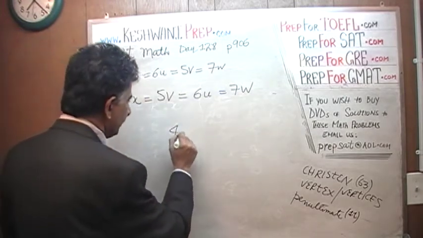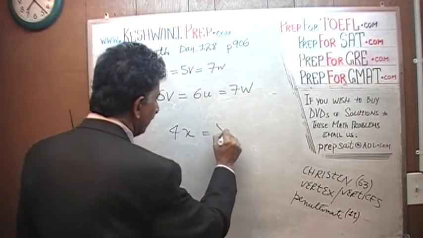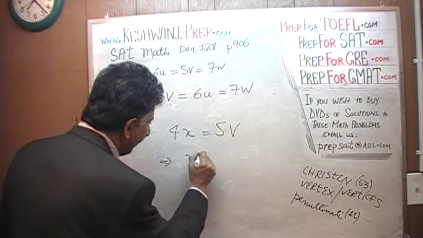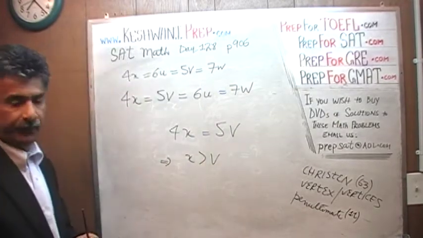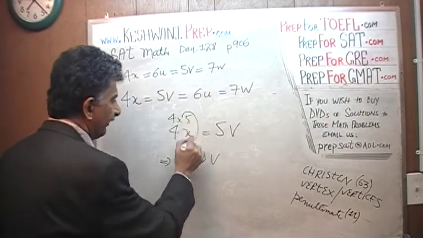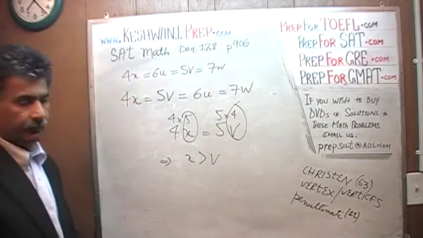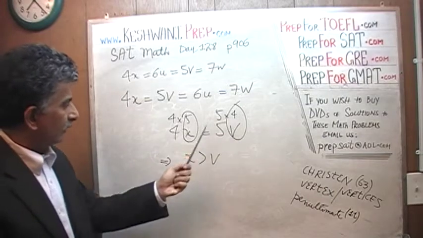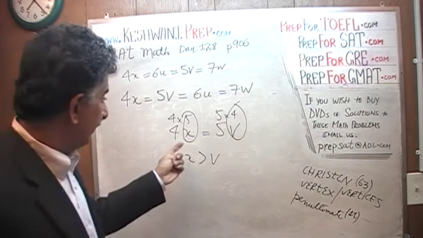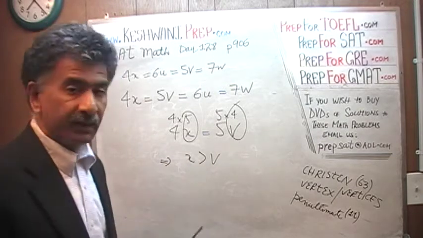Let's look at this part separately here. If 4 of something must equal 5 of something else, then that implies that x has to be more than v. For example, 4 times 5, x is 5 here, can equal 5 times 4. As you can see, x is 5 and v is 4. x has to be more than v, because only 4 of the x's can take down 5 of the other guy. So x must be bigger than v.